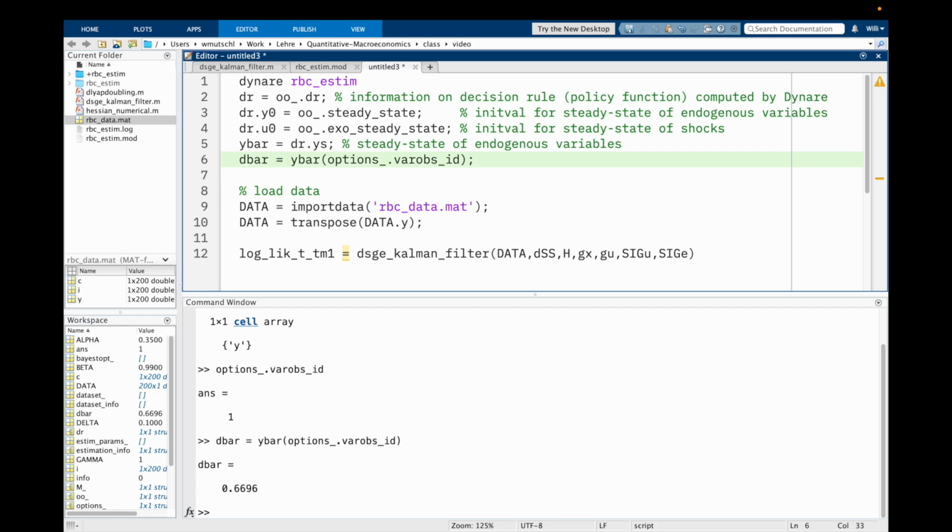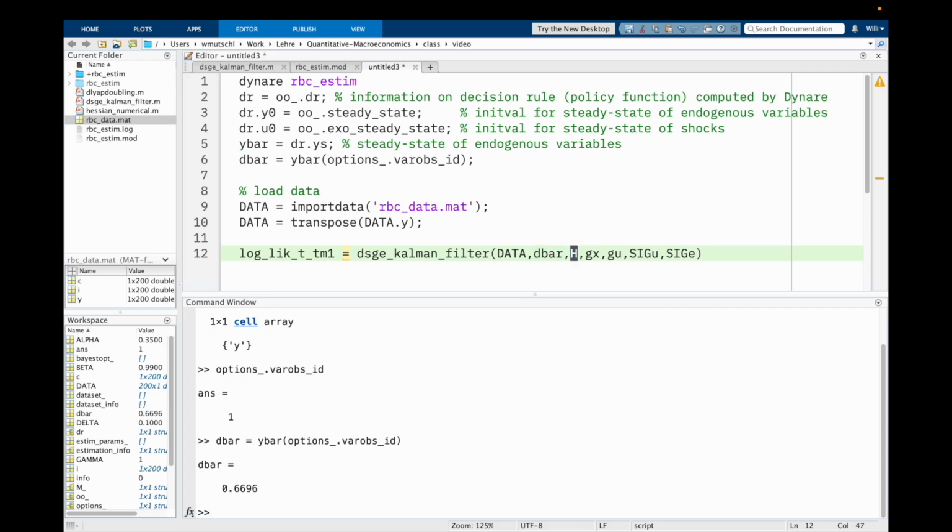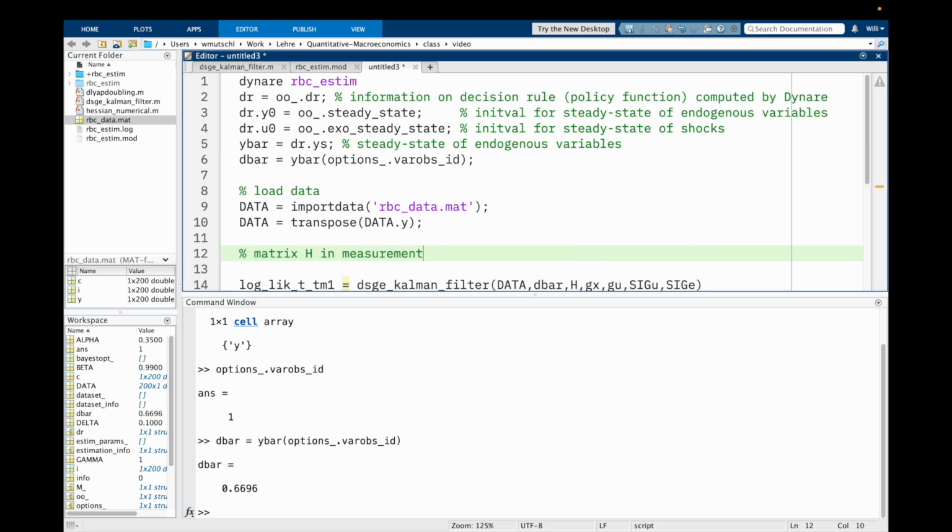If you have several, this will be a vector. Okay, and I can then plug in this guy over here into my Kalman filtering routine. Now next I need to find the selection matrix which picks out the observables from my endogenous variables. Find the matrix H in the measurement equation, which selects observables from endogenous.